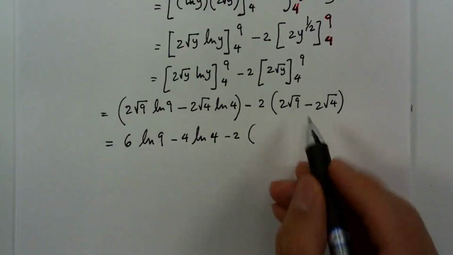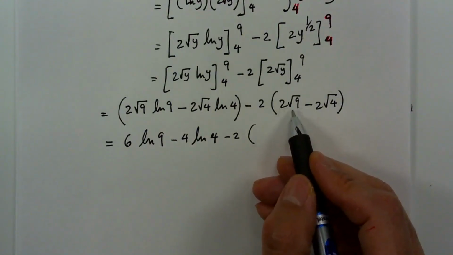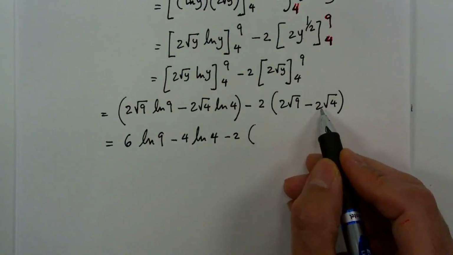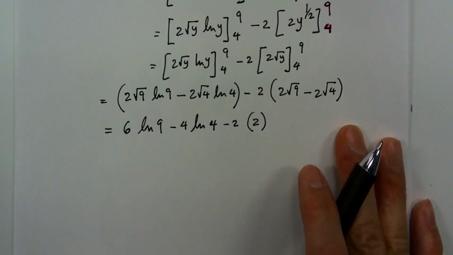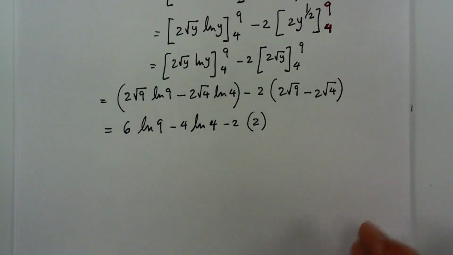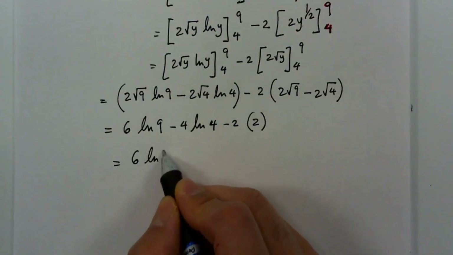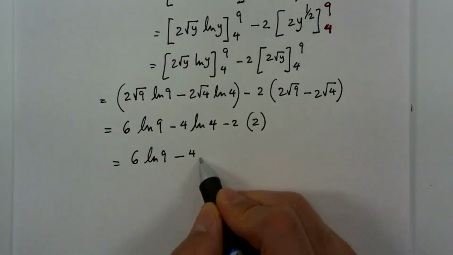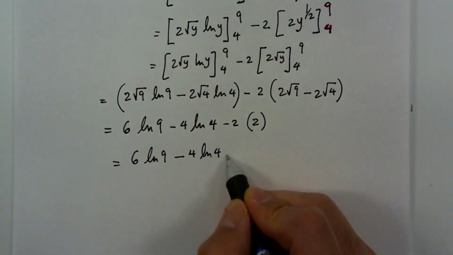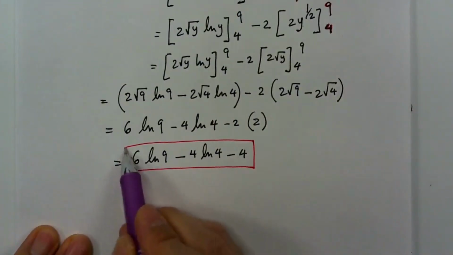What do we have on the inside? We have 3 times 2 is 6, and so 6 minus 4, that's 2. So we're almost there. 6 natural log of 9, minus 4 natural log of 4, minus 4. And that's our final answer in this case.